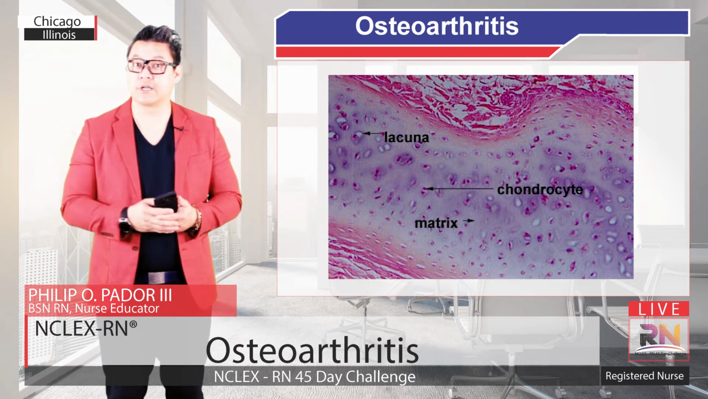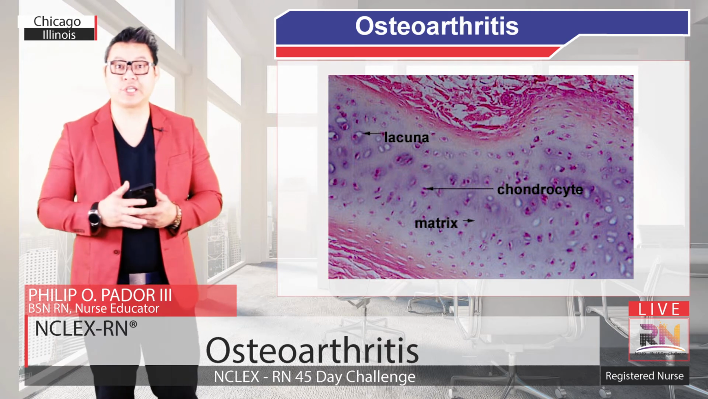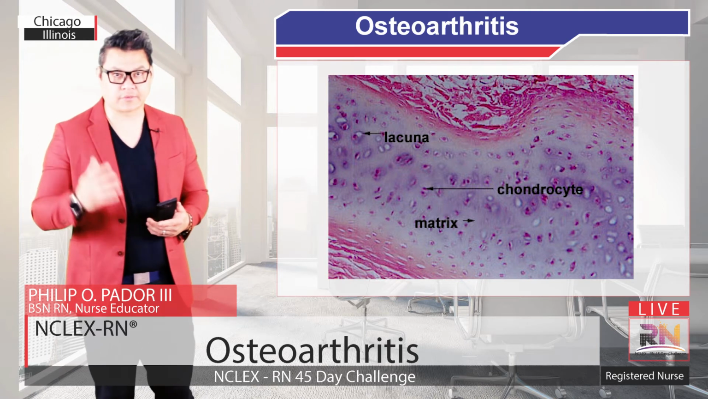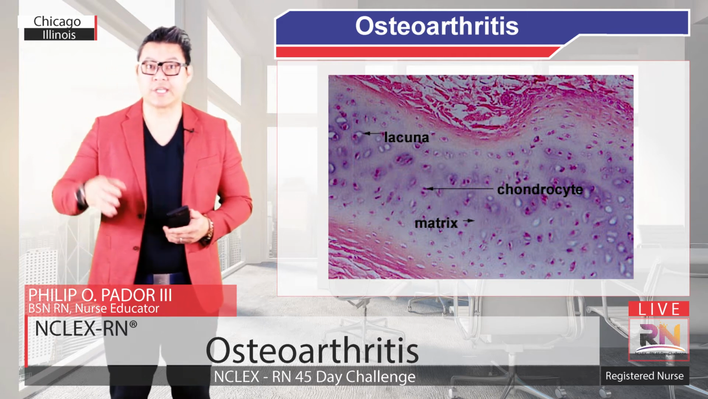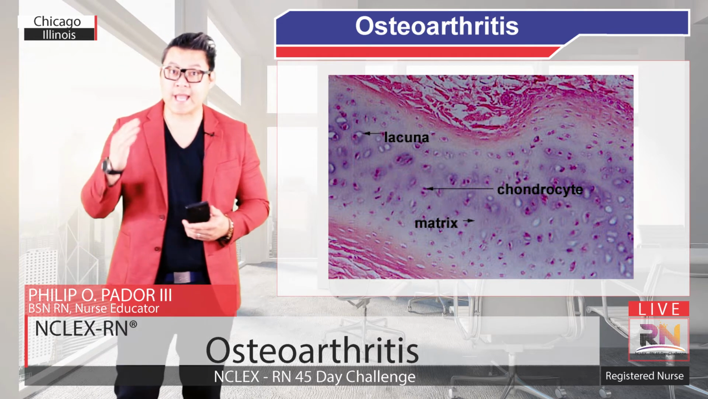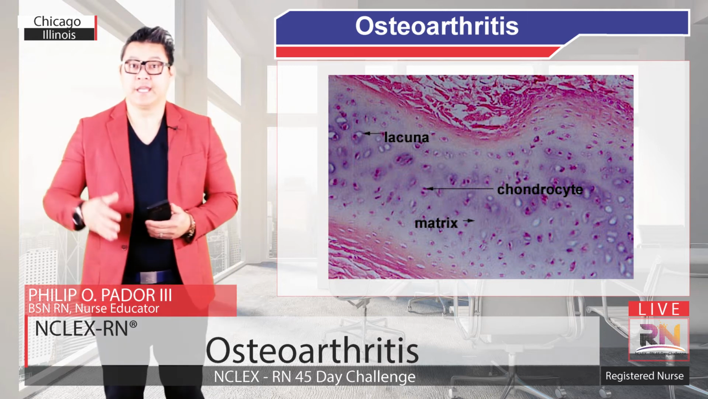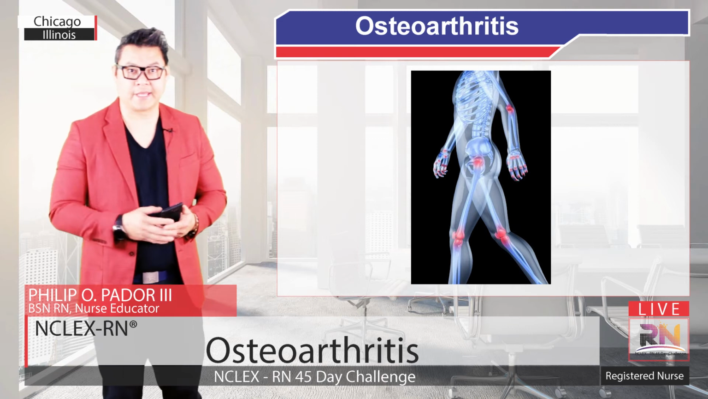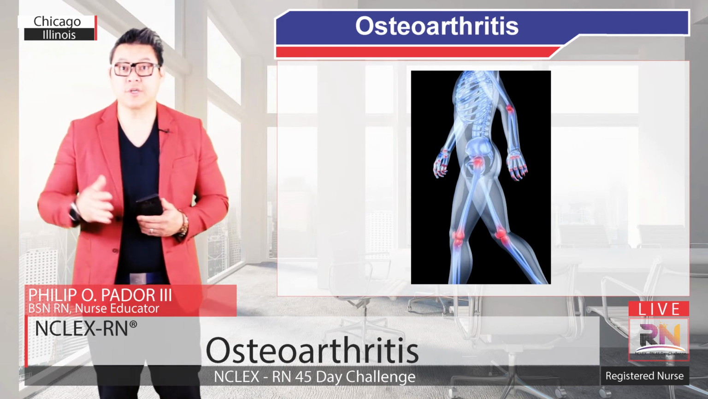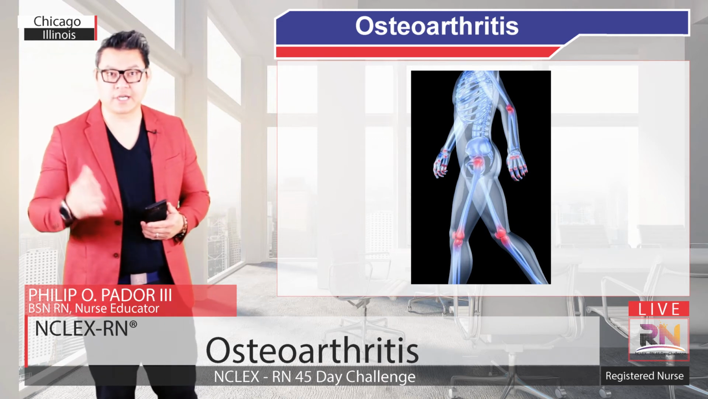All of these extracellular components give the cartilage elasticity and high tensile strength, which help weight-bearing joints distribute weight such that underlying bones absorb less of the weight. And these are the joints like the knees and the hips and the lower lumbar spine. Okay, so chondrocytes are important for the articular cartilage.